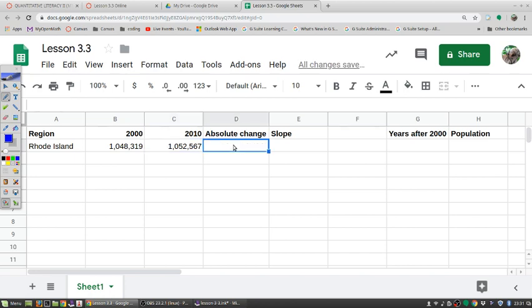Absolute change is just the difference. So equals the newer population minus the previous population. So there's my increase of 4,248. Now that's not the slope, that's just the rise. I have to take into account the run of 10 years. So to get the slope, I take my rise and divide by 10. So that gives me an increase of 424.8 people per year.